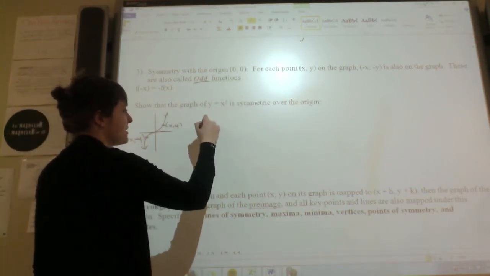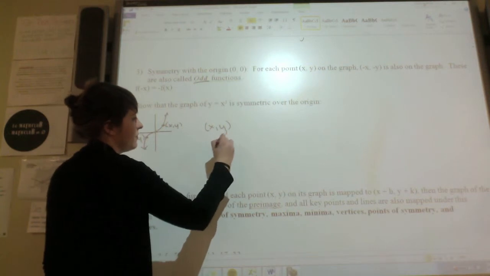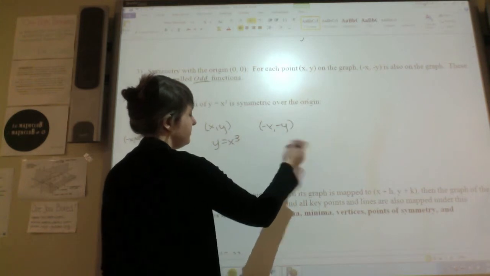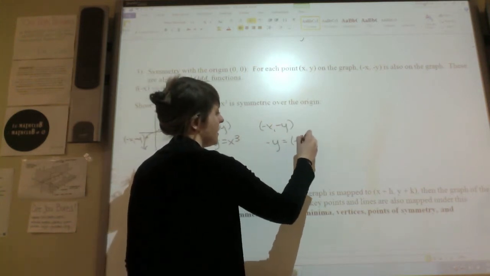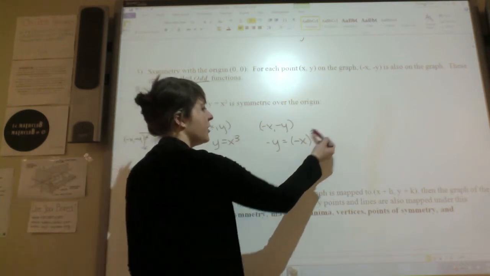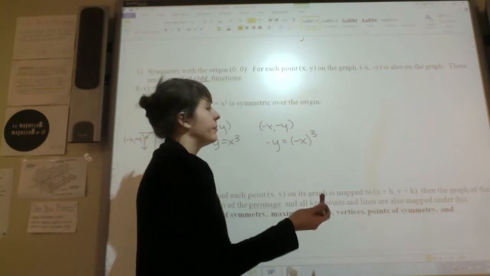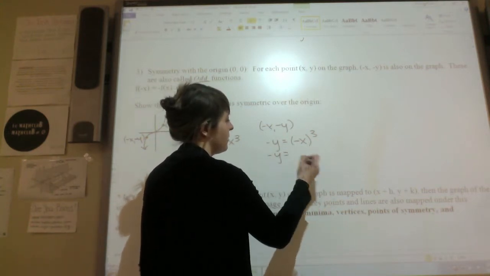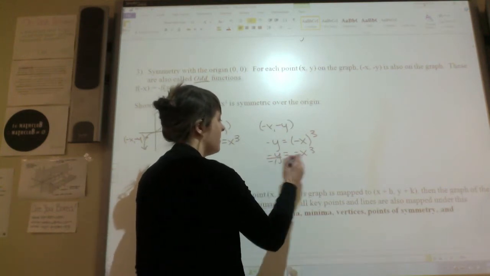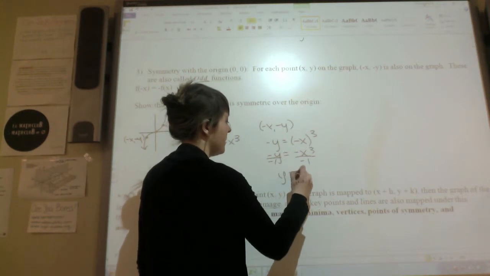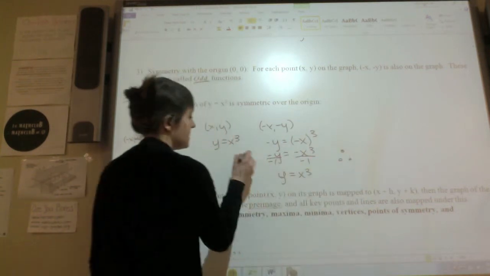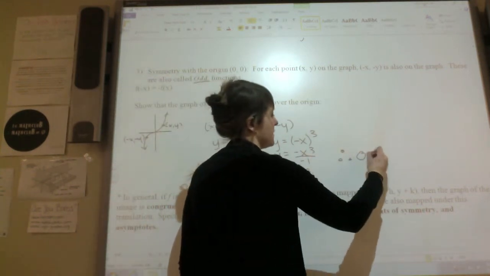So if I want to prove this, I'm going to start by plugging in x, y, and I get y equals x cubed. Then I can plug in negative x, negative y, and I get negative y equals negative x cubed. Well, if I cube a negative number, it's still going to be a negative number. So this is actually just negative y equals negative x cubed. Okay, then what I can do is divide by negative 1, and I get y equals x cubed. So now I've proven, since these two things are equal, that this is an odd function.